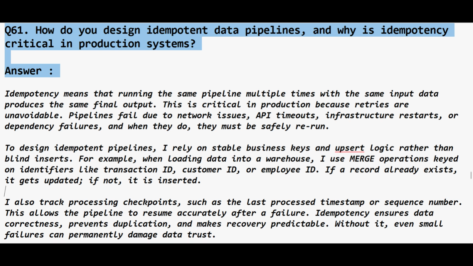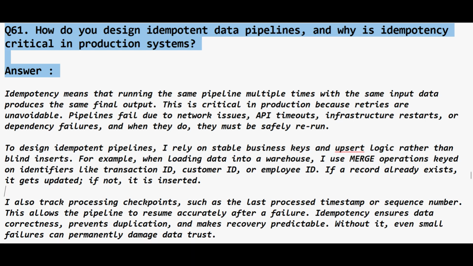Question 61. How do you design idempotent data pipelines, and why is idempotency critical in production systems? Answer. Idempotency means that running the same pipeline multiple times with the same input data produces the same final output. This is critical in production because retries are unavoidable. Pipelines fail due to network issues, API timeouts, infrastructure restarts, or dependency failures, and when they do, they must be safely rerun. To design idempotent pipelines, I rely on stable business keys and upsert logic rather than blind inserts.